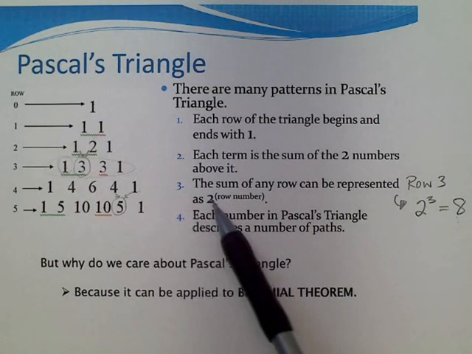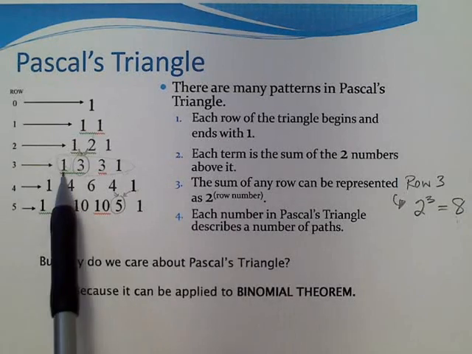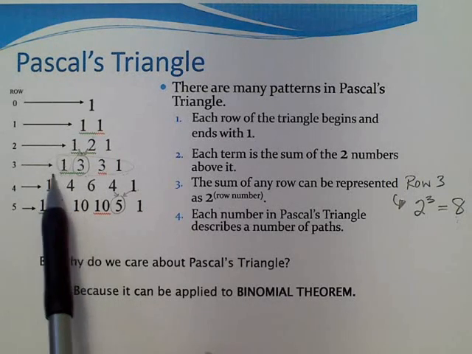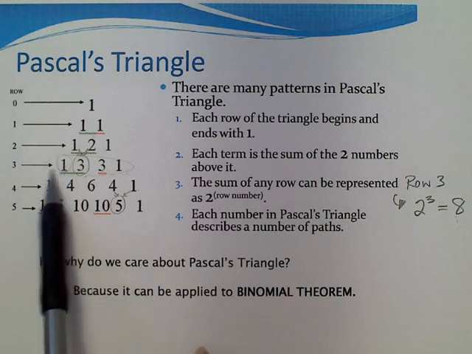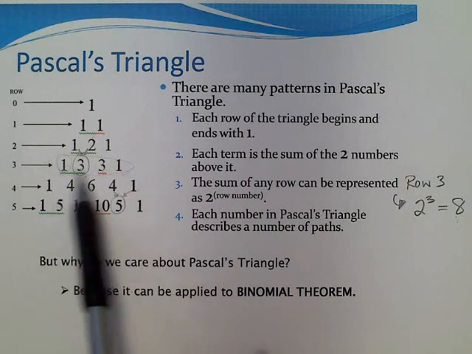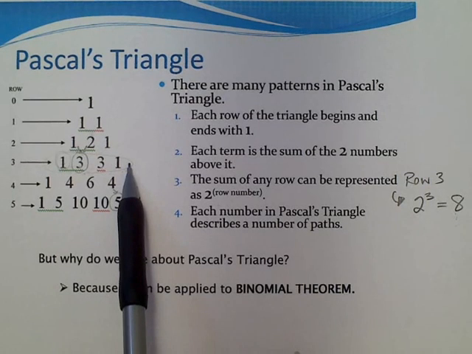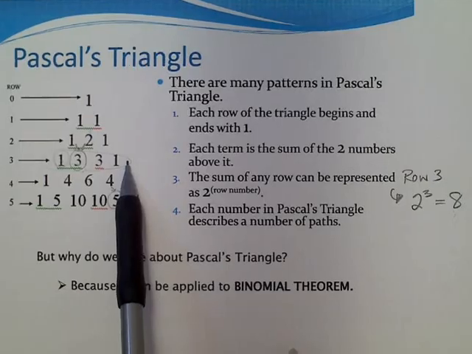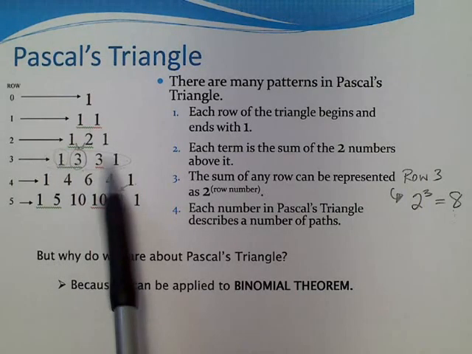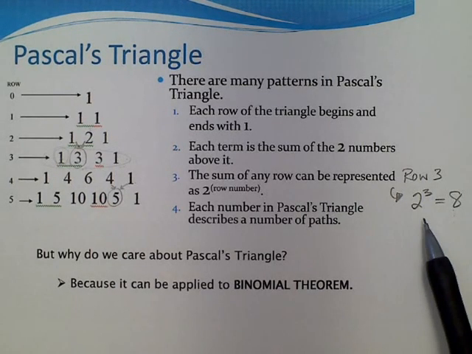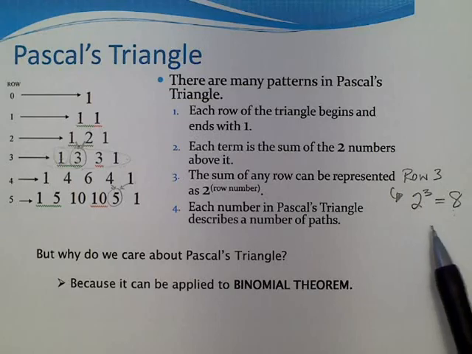So when you're looking at the sum of any row, you'll notice that what that represents is the total number of paths to get to any of those values in that particular row. So if I wanted to know how many paths there were to get to any of the values in row 3, all I would need to do is either add the values here or look at 2 to the exponent of that number to figure out the answer.